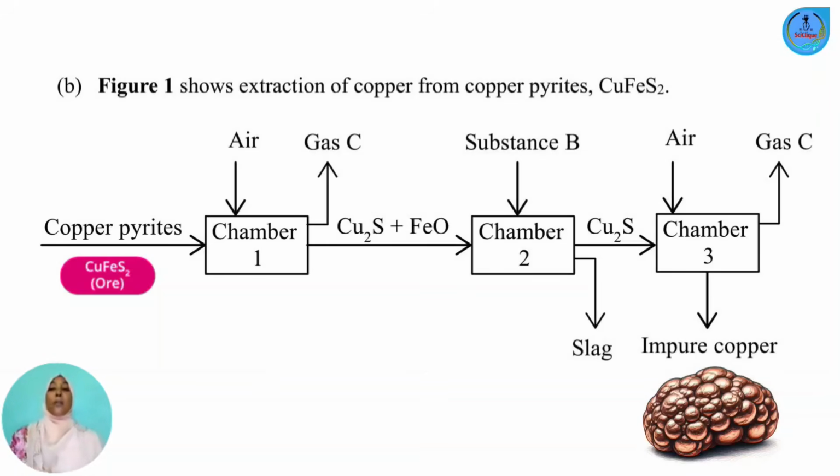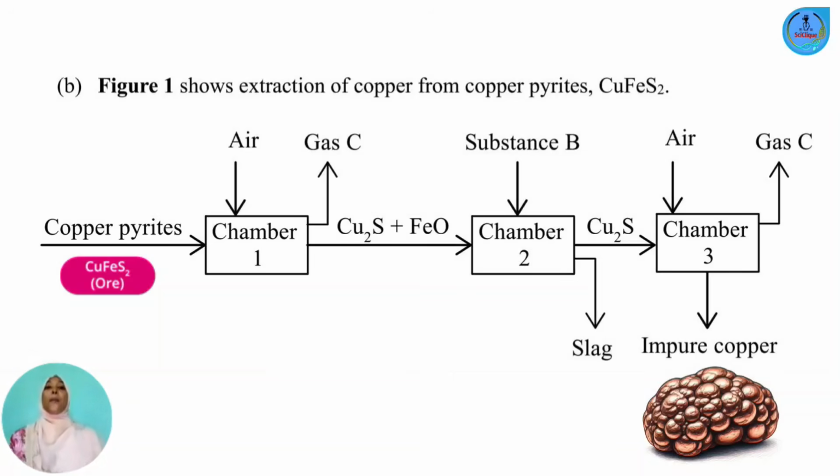Now, in the third chamber, what happens is that you are going to have a reaction that occurs in 2 steps. So in chamber 3, we are going to have 2 different reactions, one followed by the other. Now, in the first reaction, you are going to have some of the copper 1 sulfide reacting with oxygen. Let's pause there.